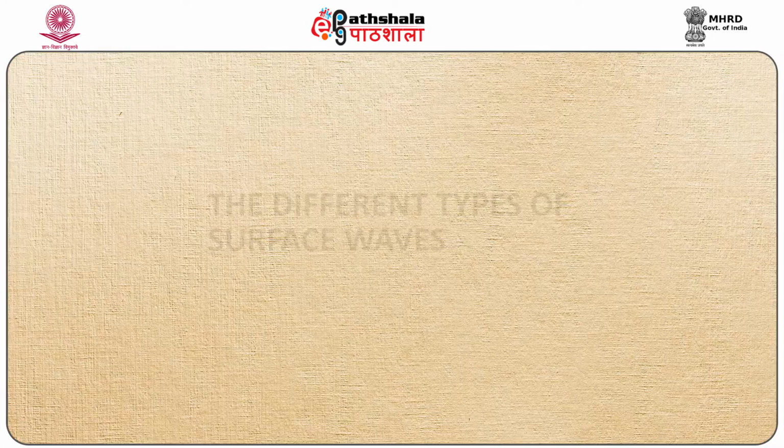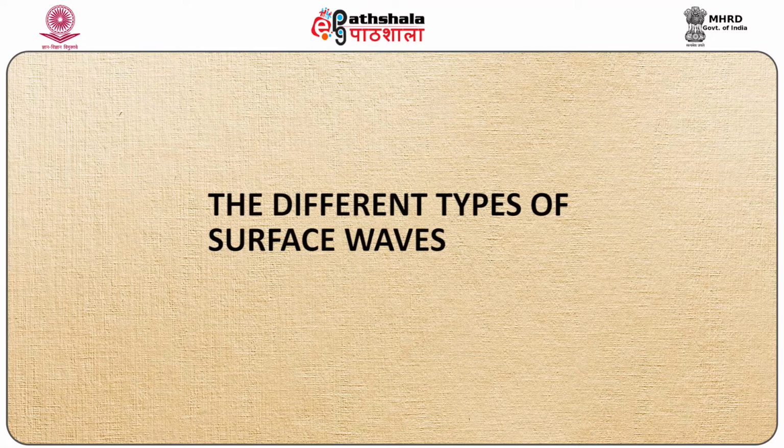Let us now see the different types of surface waves. The movement of surface waves is limited to the ground or just below it. These are slower than the body waves and arrive just after the S waves.